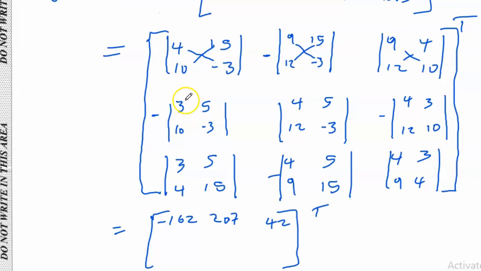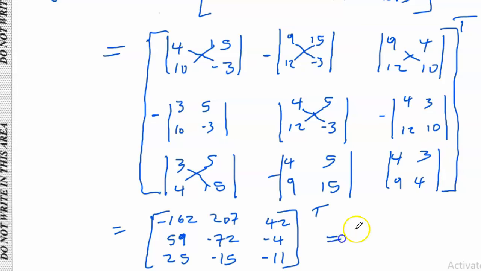Next one, that's minus 9 minus 50, that's minus 59. Apply the negative, it's positive 59. Next one is minus 12 minus 60, that's minus 72. Next one is 40 minus 36, that's minus 4. The final row, 3 times 15, that's 45, minus 20, that's 25. Next one, 4 times 15, that's 60, minus 45, that's 15. I'll apply a minus, that's minus 15. And the final one, that's 16, minus 27, that's minus 11.